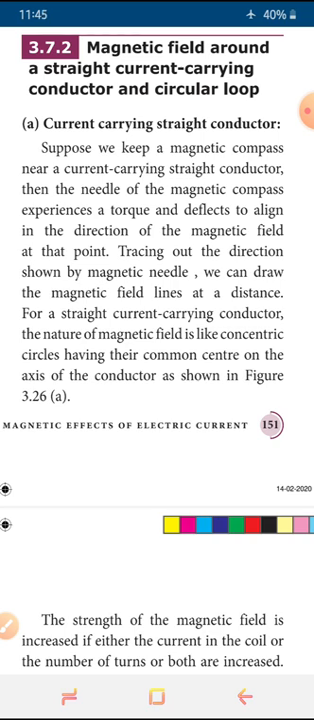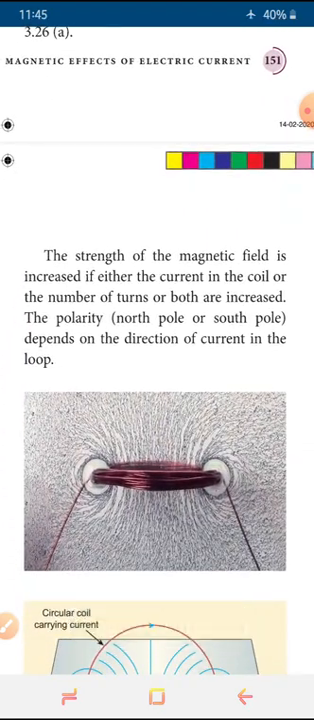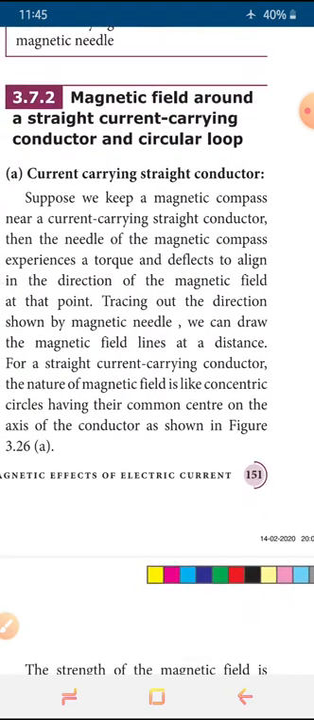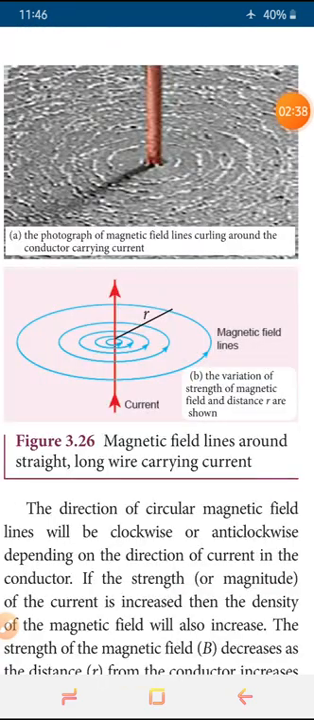Now we'll see the basic experiment after Oersted's experiment. That is 3.7.2, magnetic field around a straight current carrying conductor and a circular loop. So these two we are going to discuss. First we will discuss the current carrying straight conductor. What happens there? How do we prove it? That we'll discuss. Then after that, we discuss the circular coil. This experiment proves how the electromagnet is produced in the straight conductor.